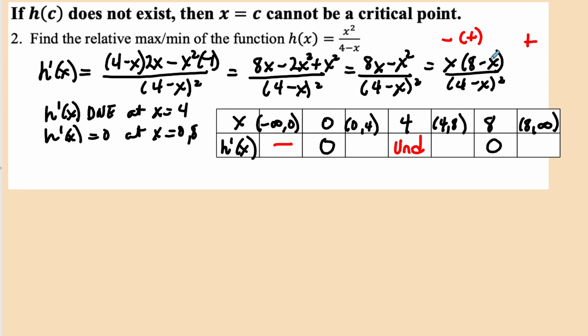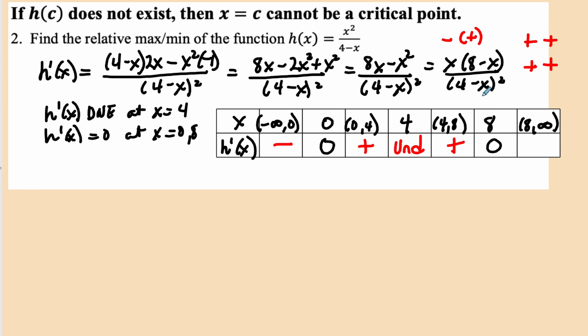And if I put the number 1 right in here, I am going to get 8 minus 1, which is going to be a positive number. And we know the denominator is positive anyway, so this will be a positive. I'm going to test out a number like 5. So 5 over here, that would be a positive. Put a 5 here, that would also be positive. And so the answer is going to be positive.